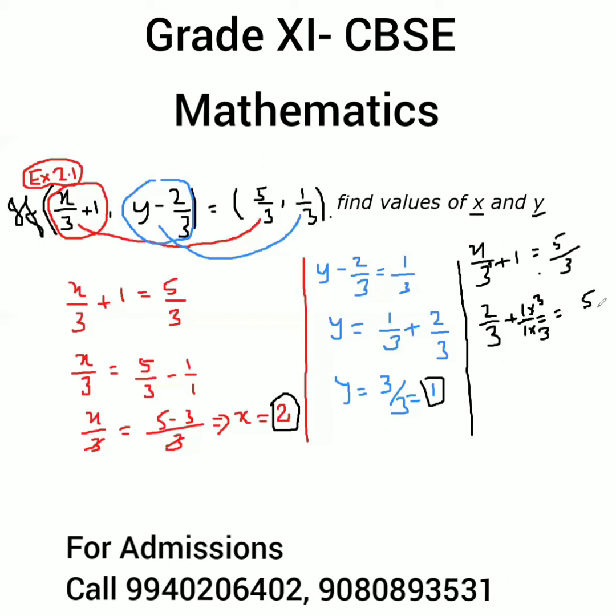Similarly, we can check for y also. When checking y, y minus 2 by 3, what did we get for y? 1 minus 2 by 3. Taking the LCM, 3 minus 2 comes, correct? So you multiply by 3 here. So 3 minus 2 is equal to 1 by 3. Since the values correspond to the given set of terms, I am getting 5 by 3 and 1 by 3, so my answer is correct. Understood? Yes, ma'am. Okay.